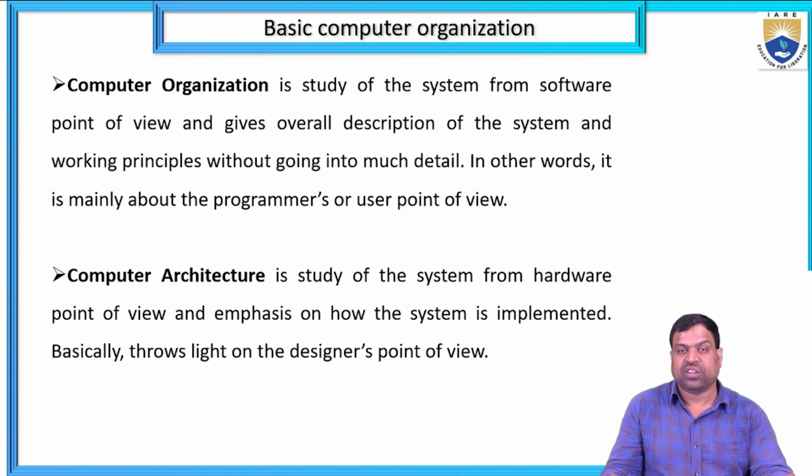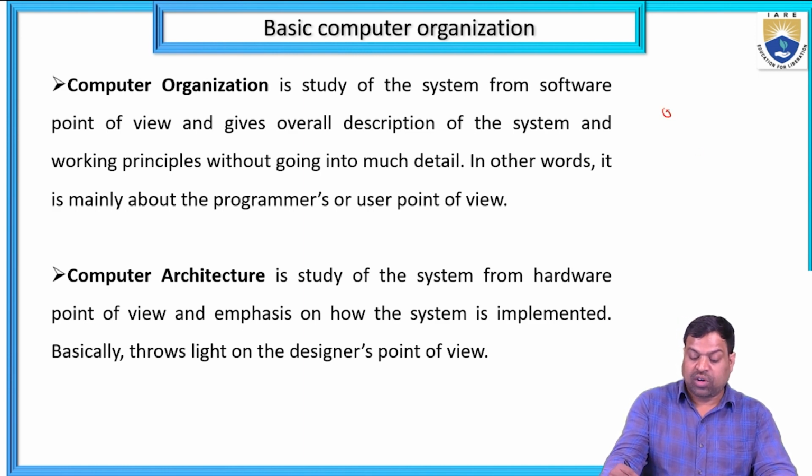What are the differences we can see here? Computer organization is the study of the system from the software point of view and gives an overall description of the system and working principles without going into much detail. In other words, it is mainly about the programmer's or user's point of view. Computer architecture is the study of the system from the hardware point of view and emphasizes how the system is implemented, basically through the light of the designer's point of view. So organization and architecture.